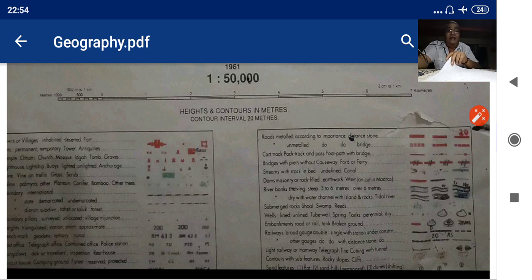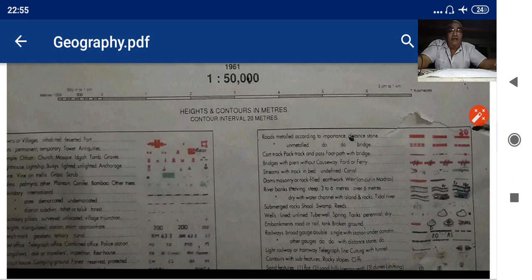1 centimeter on the map is represented by 50,000 centimeter on the ground. Scale is the ratio of distance between 2 points on the map with the corresponding distance of the same points on the ground. This is the definition of the scale. It can be asked in the paper: what do you mean by scale? What do you mean by RF? These are possible questions in your exams.